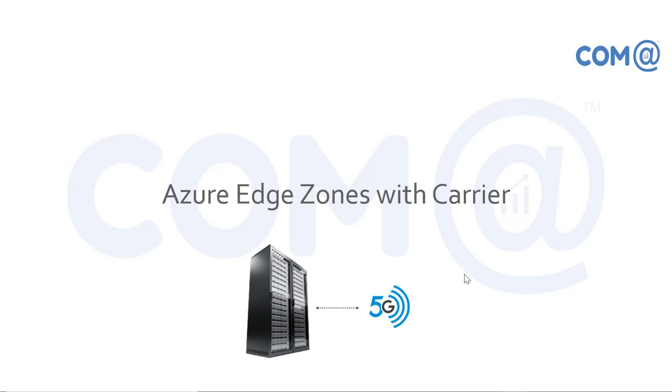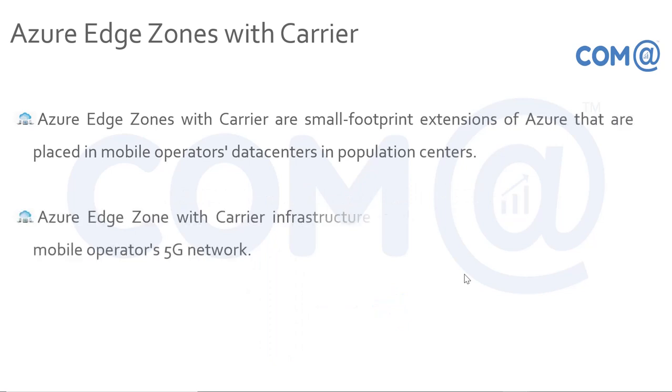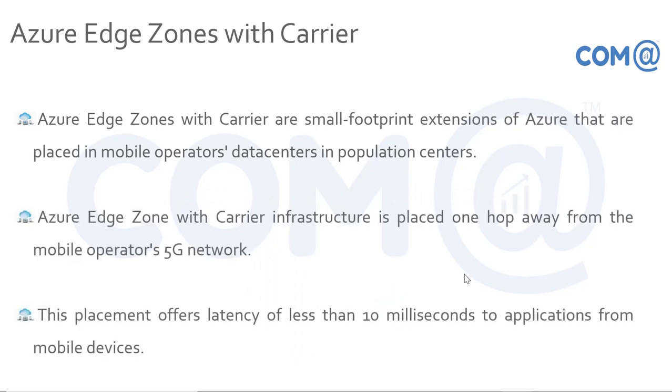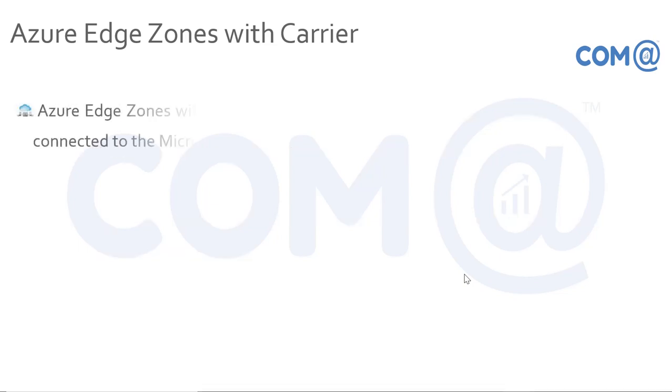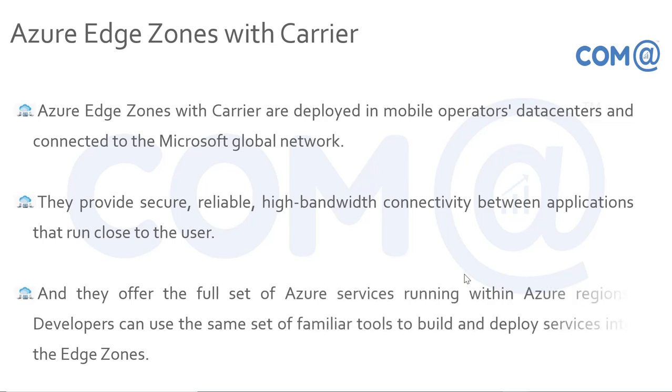And coming to the Azure Edge Zones with Carrier. So Azure Edge Zones with Carrier are again a small footprint extensions of Azure that are placed in mobile operators data centers in population centers. Azure Edge Zone with Carrier infrastructure is placed one hop away from the mobile operators 5G network, and this placement offers latency of less than 10 milliseconds to applications from the mobile devices. And Azure Edge Zones with Carrier are deployed in mobile operators data center and connected to the Microsoft global network. So they provide secure, reliable, high bandwidth connectivity between application that run close to the user. And they offer a full set of Azure services running with Azure regions.